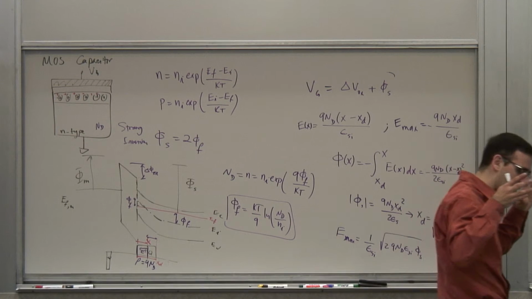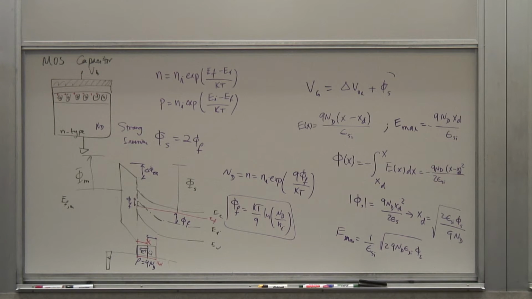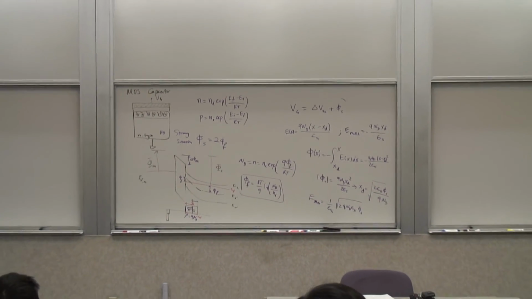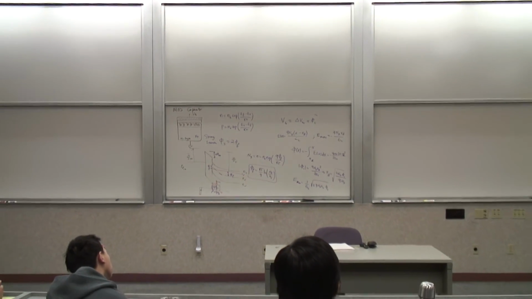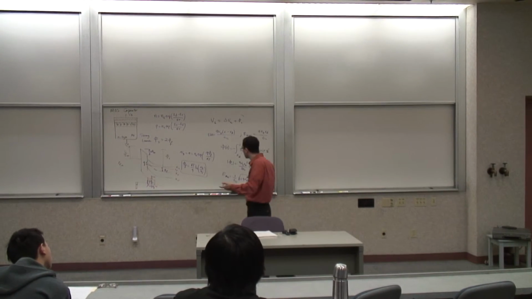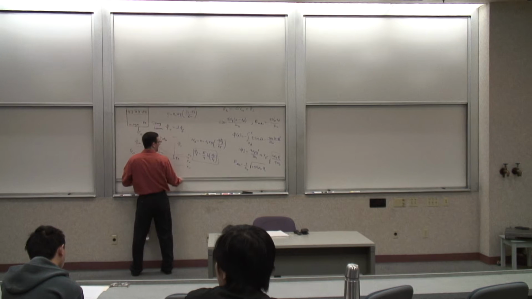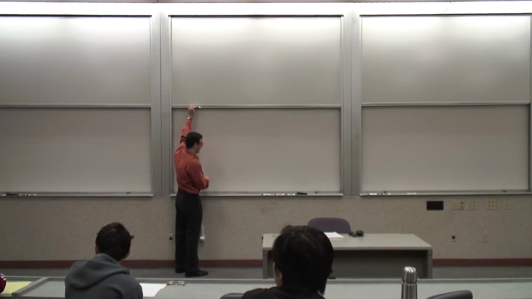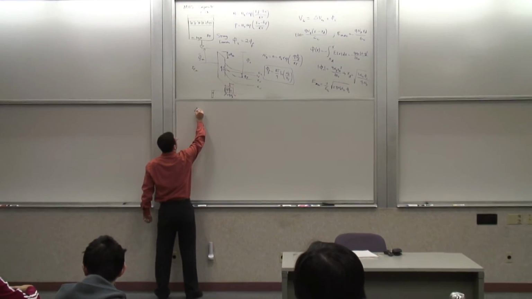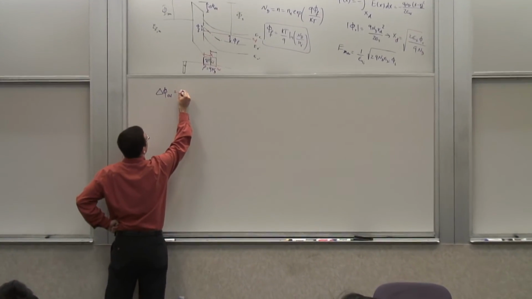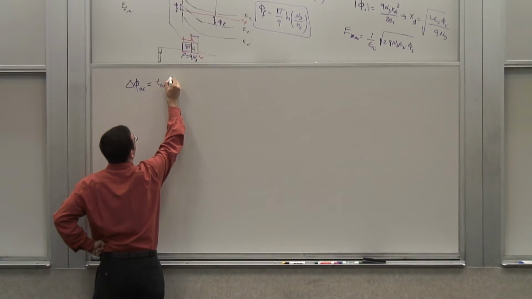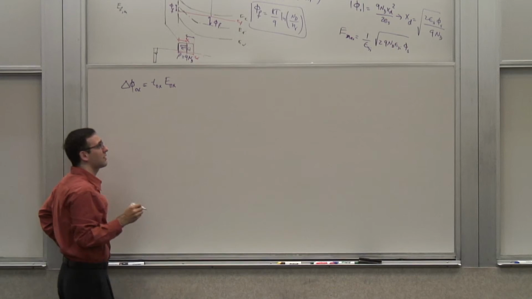It means that my electric potential drop across the oxide is simply the electric field times the thickness of the oxide, right? If there are no additional electric charges, it's a constant electric field across. So the electric potential drop, delta Vox, is going to be the electric field Eox, the electric field inside the oxide, times Tox.